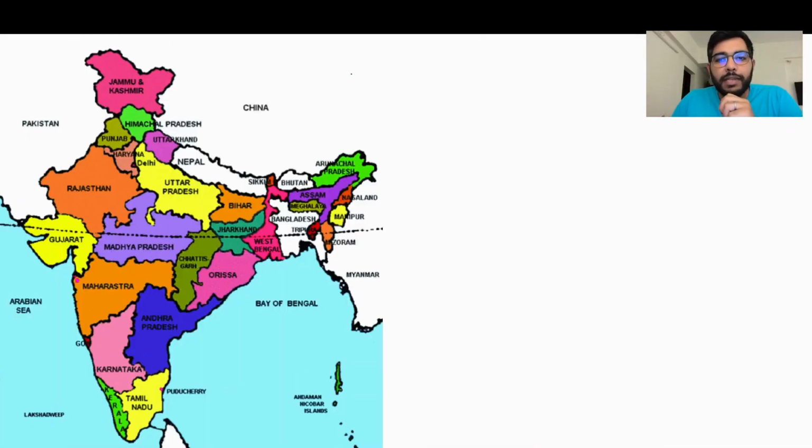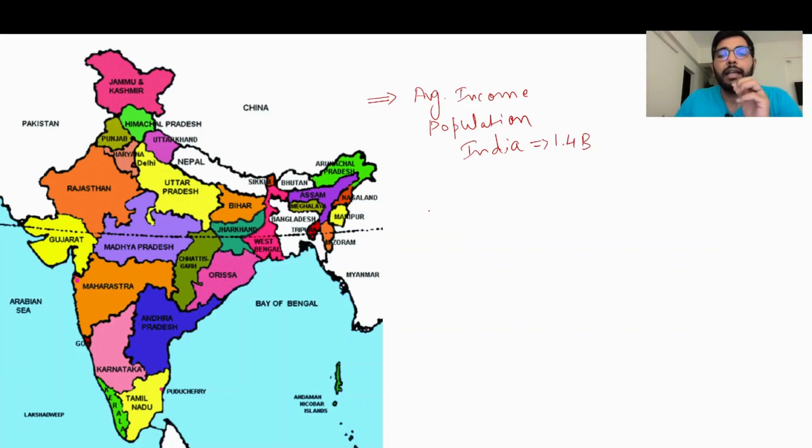Let's take a use case wherein we are asked by the government of India to calculate the average income of the overall population of India. The population of India is 1.4 billion. Obviously, I cannot go to each and every person of that humongous population, ask for their incomes and then average it out. So I'll take the second route of sampling.